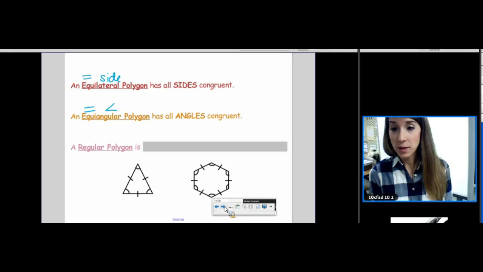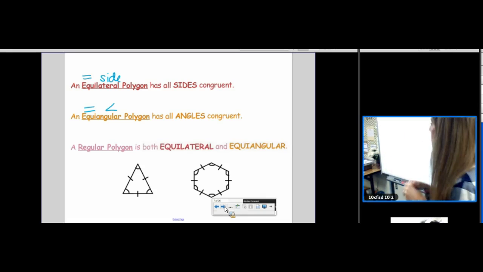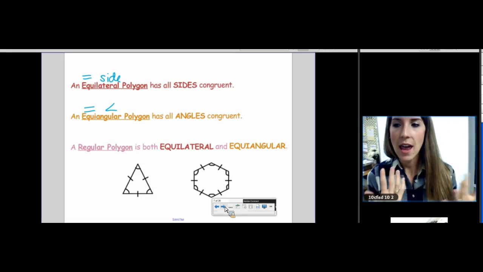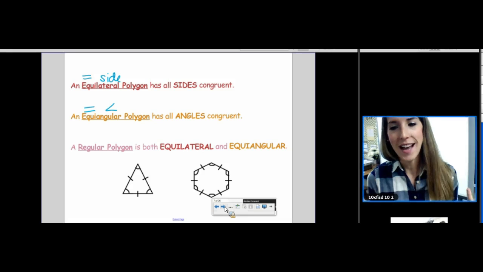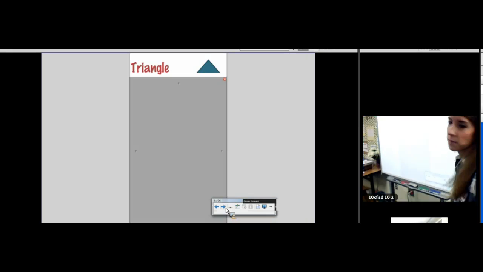And then the one I do want you to write down is a regular polygon. I want you to put in your notes what a regular polygon is. It is both equilateral and equiangular. All sides congruent, all angles congruent. Write down the pink one only, the regular polygon.